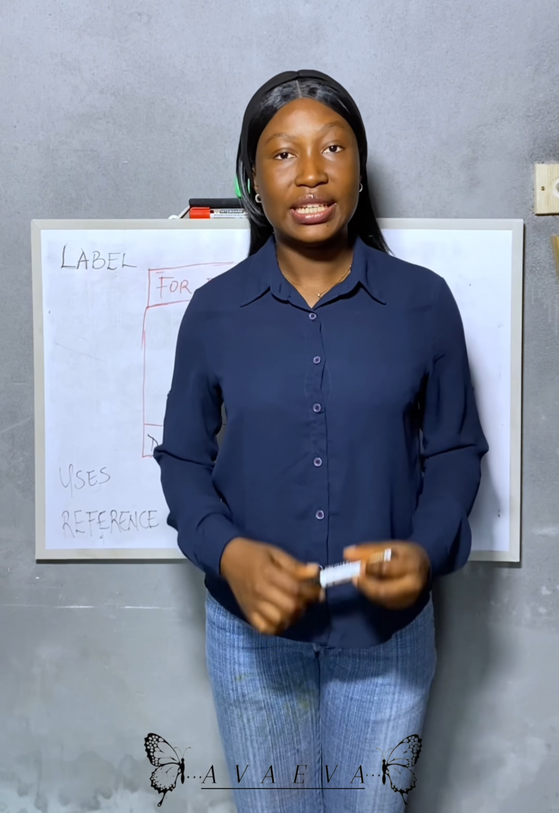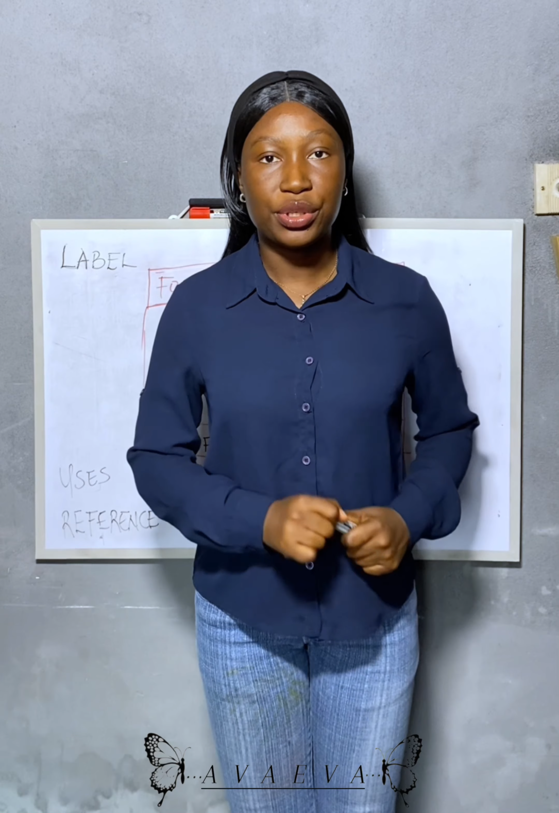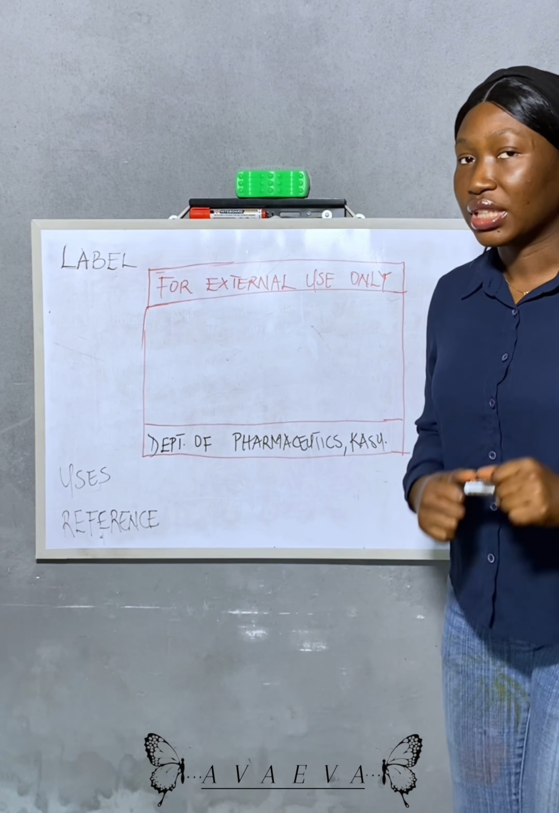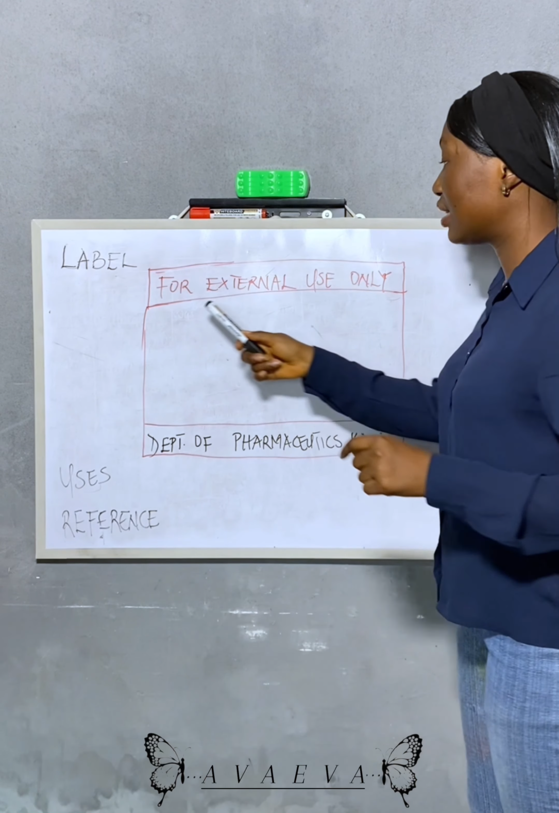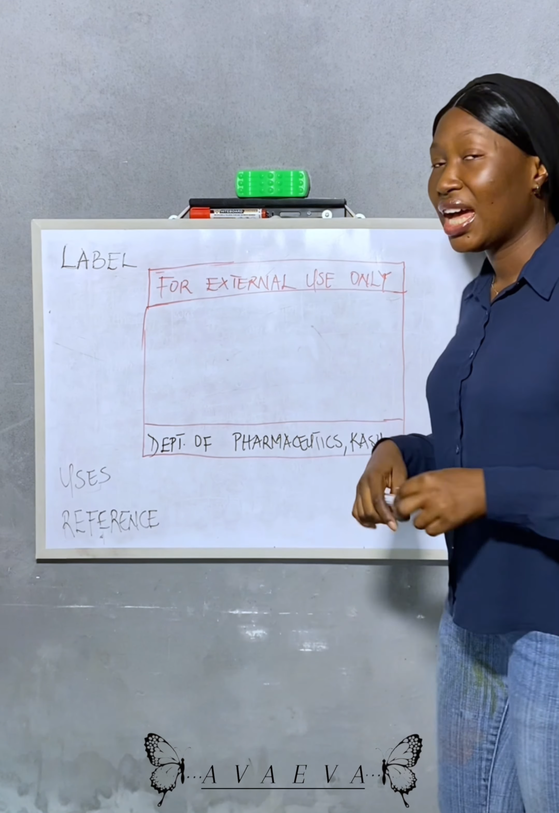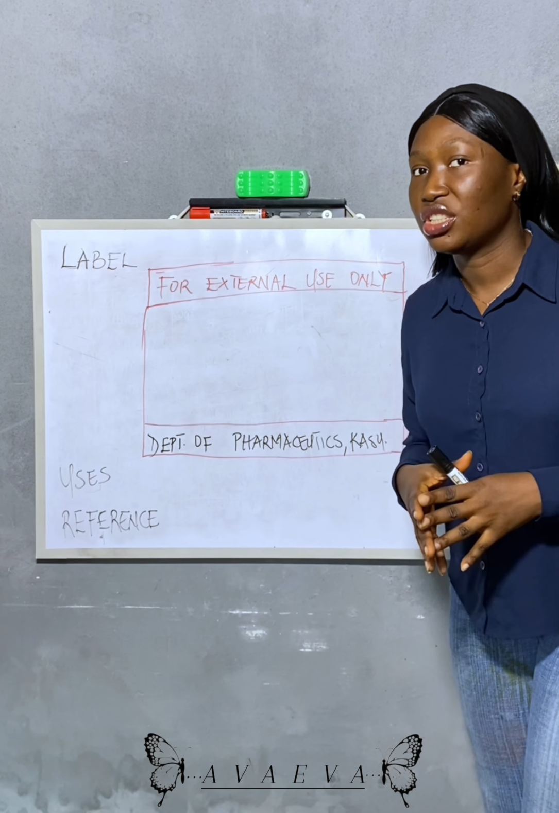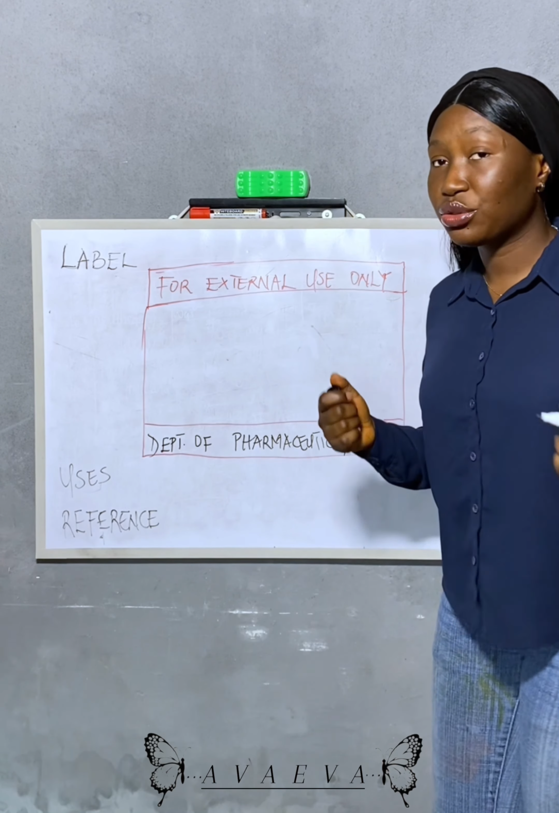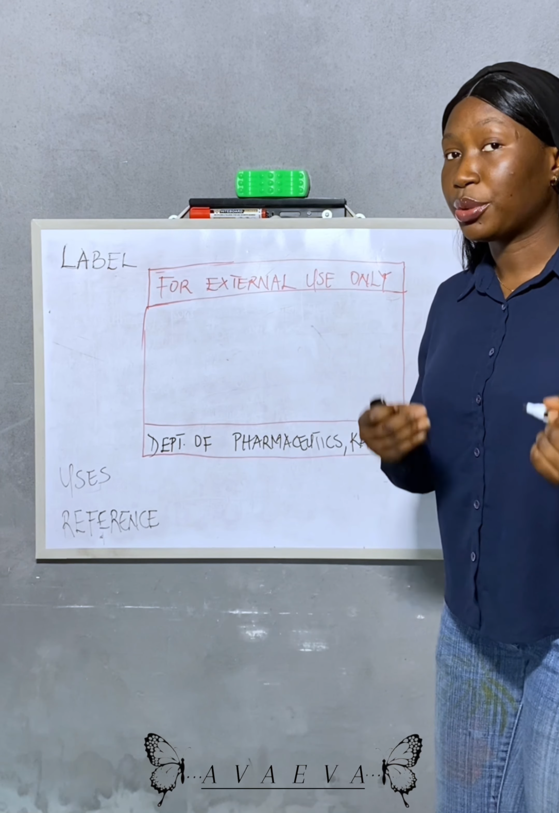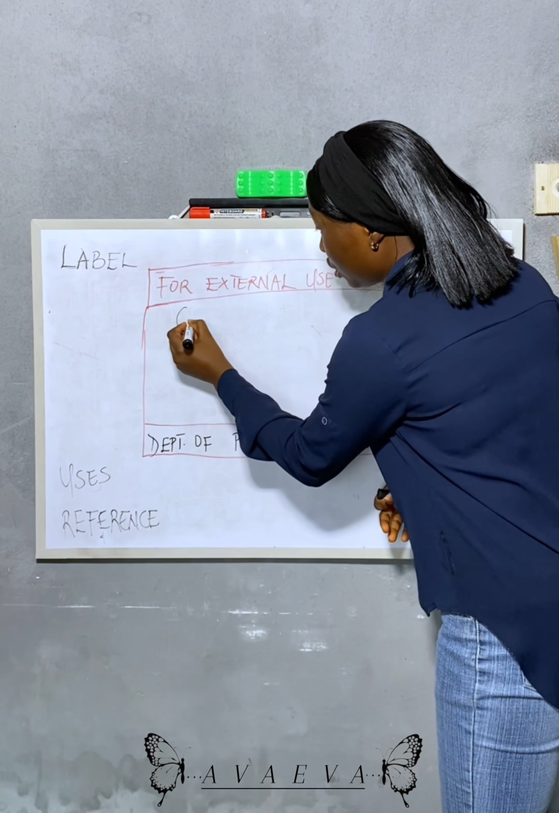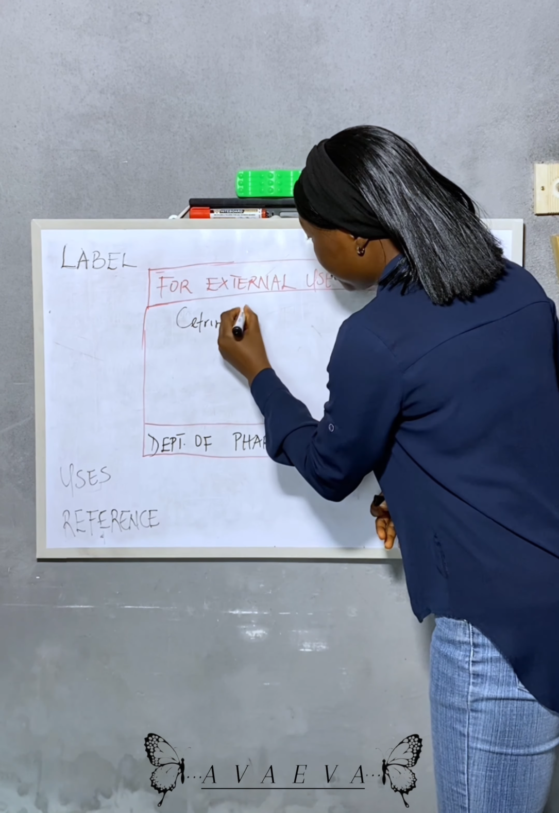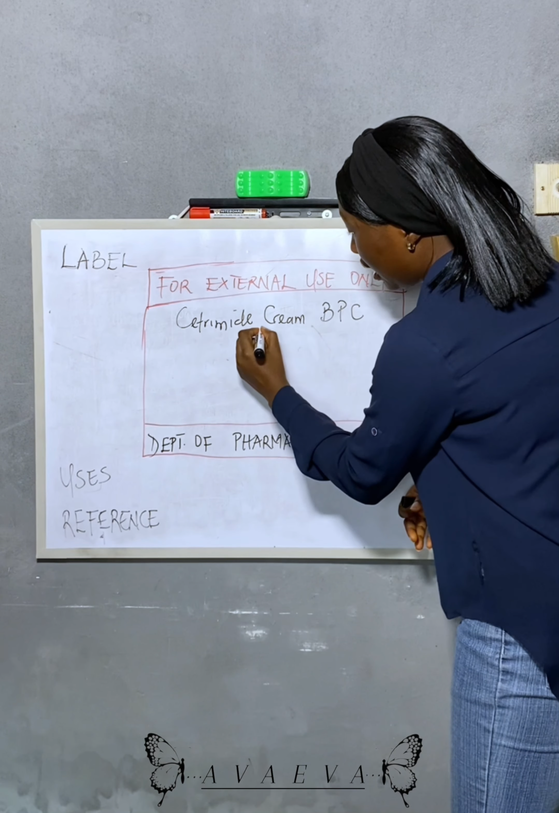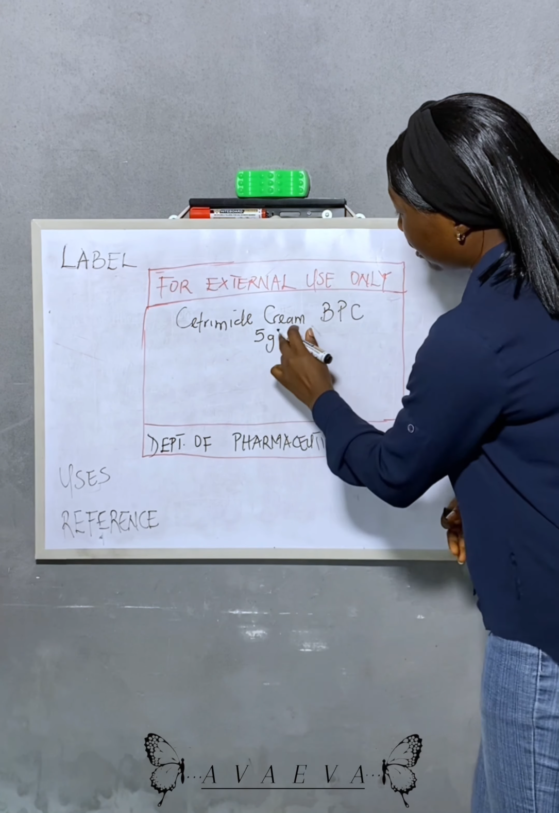Next you have your label. And since it's an external preparation, your borders will be in red ink like this. And do not forget, something very essential is your auxiliary label, for external use only, as it serves as a form of warning to the patient not to ingest this preparation or this drug. So you have cetrimide cream. Since it's an official preparation as well, you just write it down the way it was given. Cetrimide cream BPC, and you were asked to send 5 grams, so 5 grams comes next.